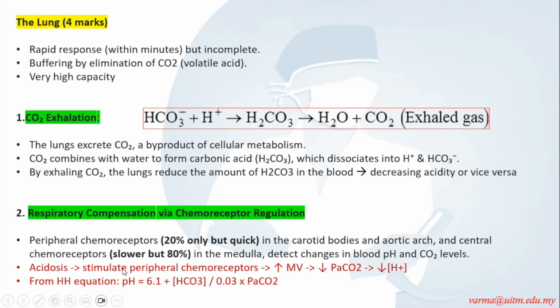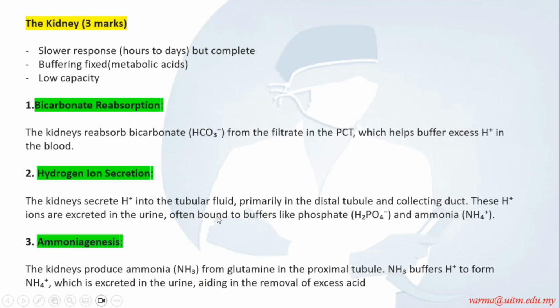The central chemoreceptors in the medulla detect changes in the pH and CO2 levels. Acidosis stimulates peripheral chemoreceptors, increases the minute ventilation, reduces the PaCO2, and reduces the bicarb because it goes this way. So CO2 comes down, H plus goes this way, then H plus comes down. From the Henderson-Hasselbalch equation, this is how you relate to it. So you write this equation, you can say PCO2 drops, the pH will improve.